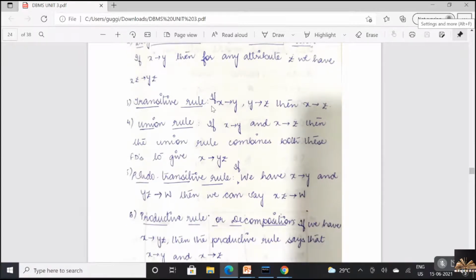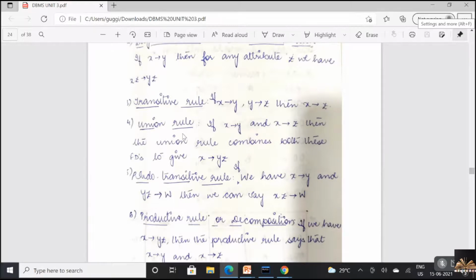transitive rule. Transitive, all of you know. I can clearly figure out a new FD given two FDs which are dependent. X implies Y, Y implies Z, then I've got X implies Z.